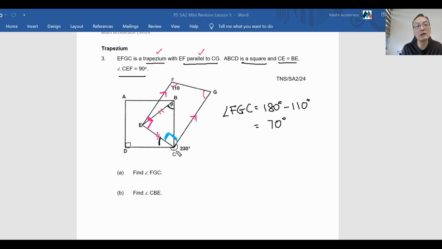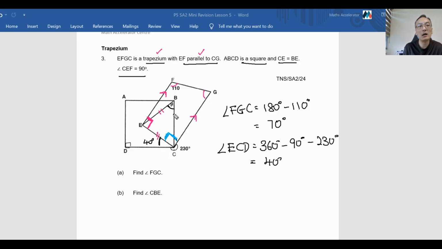How do we find angle ECD? So ECD together with 90 and 230, they form a sum of 360 angle at the point. So we calculate angle ECD: 360 minus 90 minus 230, and we arrive at 40 degree. So here is 40 degree.